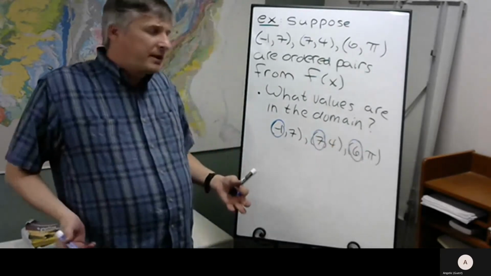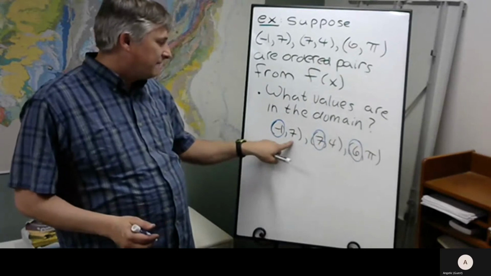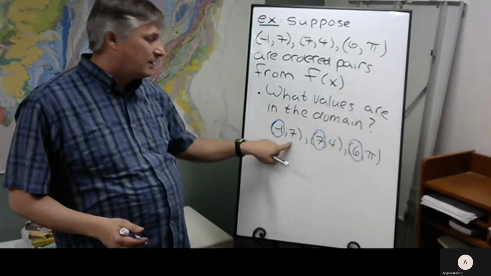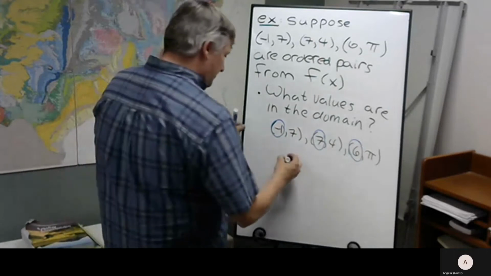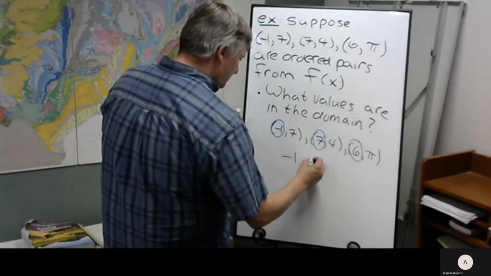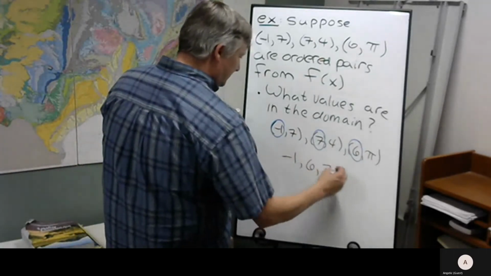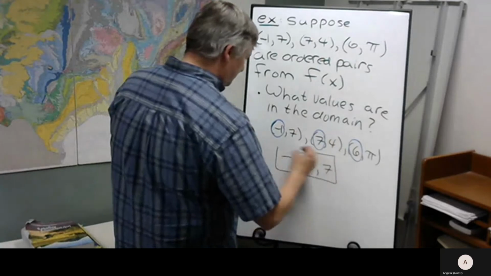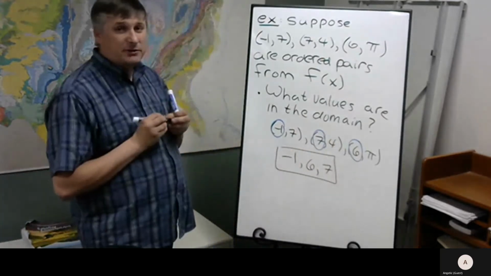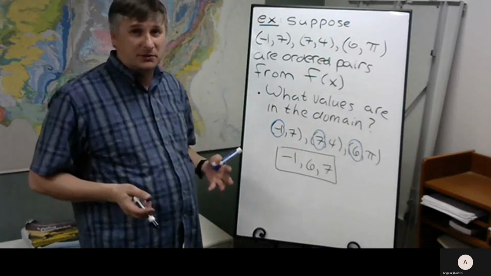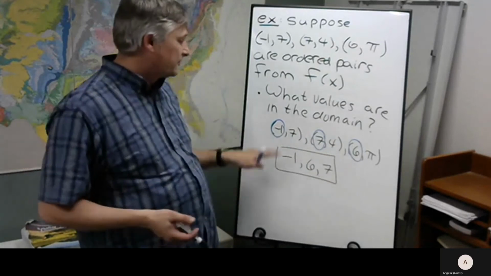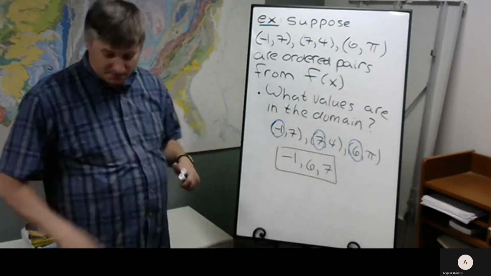Because remember, these are ordered pairs: x, f of x. Input, output. So in this case, the answer would be -1, 6, and 7. So those are going to be values in the domain. Those are the values that are in the input position, or the x-coordinate, for each of these ordered pairs.